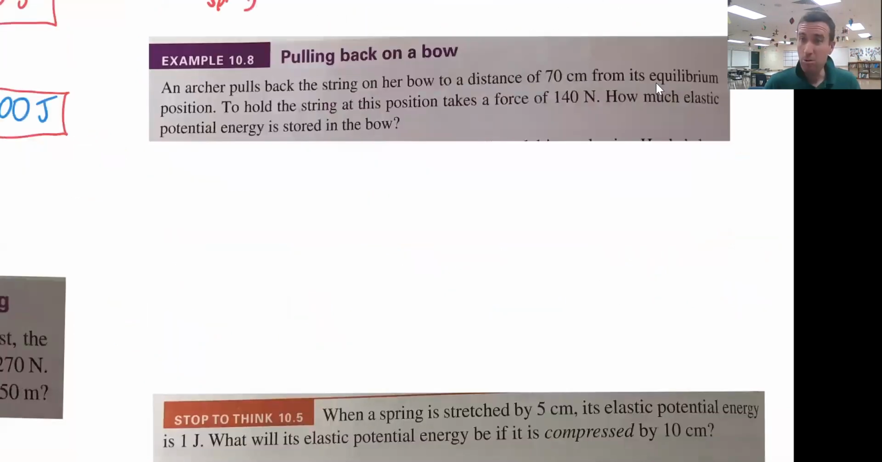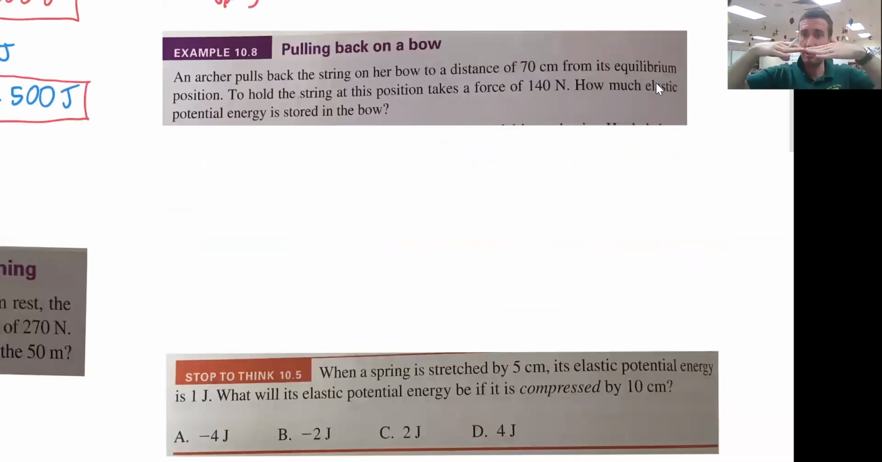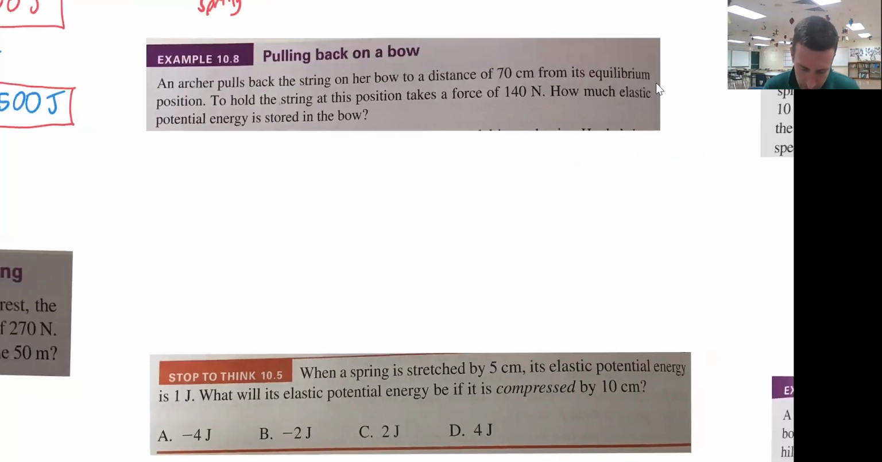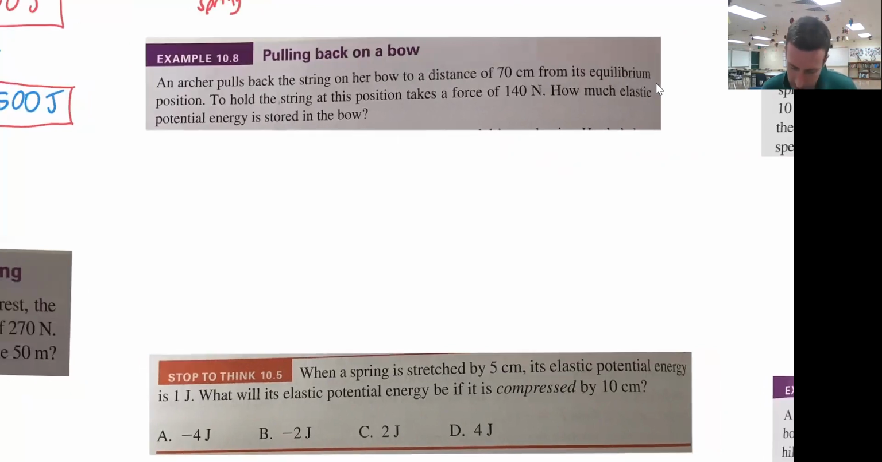A bow is a springy surface. It's a kind of flattish piece of wood or plastic, and then it bends and holds potential energy, and then it expands again. An archer pulls back the string on her bow to a distance of 70 centimeters from its equilibrium position. To hold the string at this position takes a force of 140 newtons. How much elastic potential energy is stored in the bow?